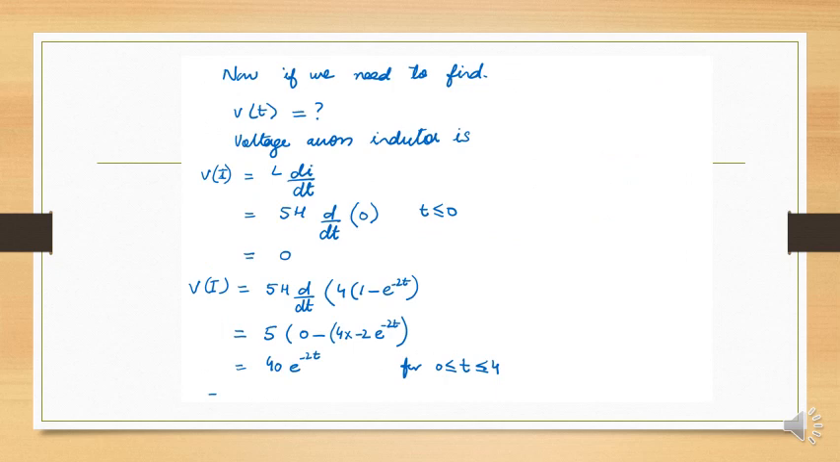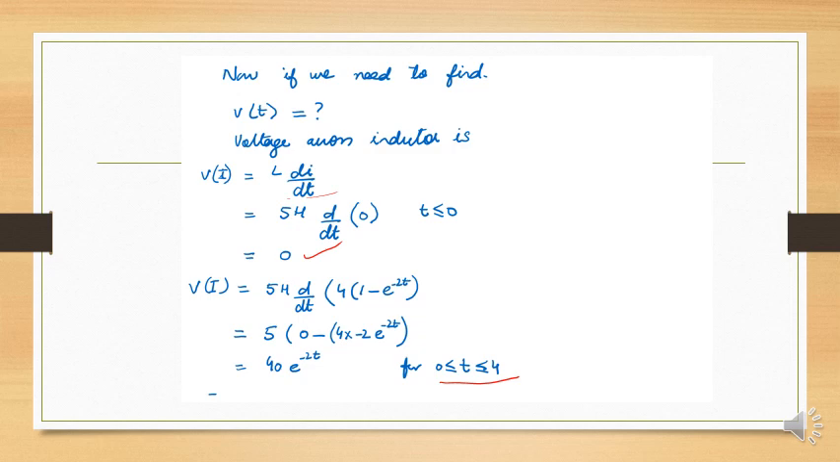Now this is an additional part. This is not part of our question. This is not a requirement of our question. If we have to find out the voltage also for the inductor, then after finding out the current, we have to find out the voltage for all the steps: for t less than 0, between 0 and 4, and for t greater than 4. For t less than 0, we got I of 0. After putting the value in this formula, we got 0.